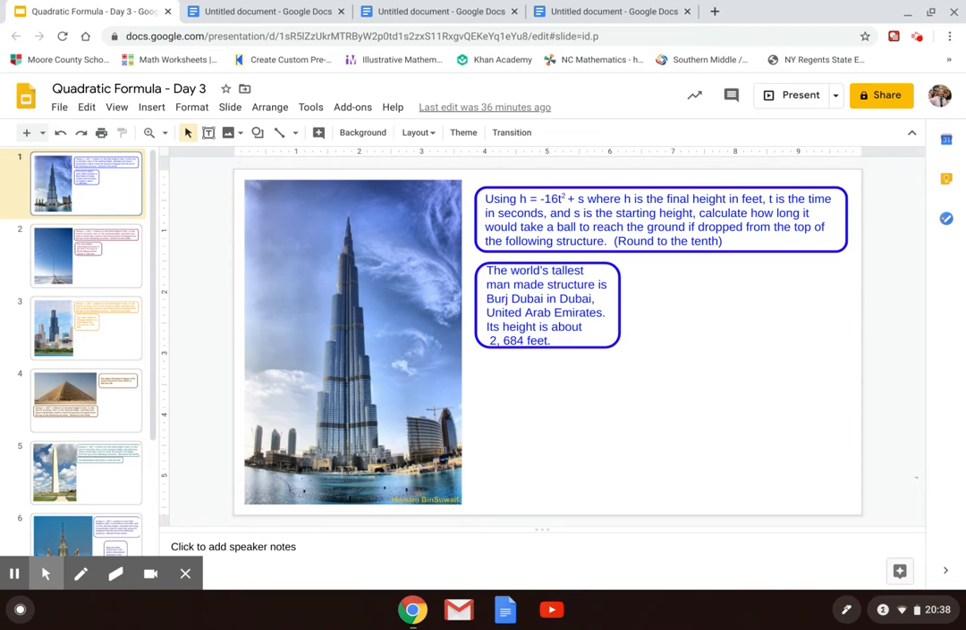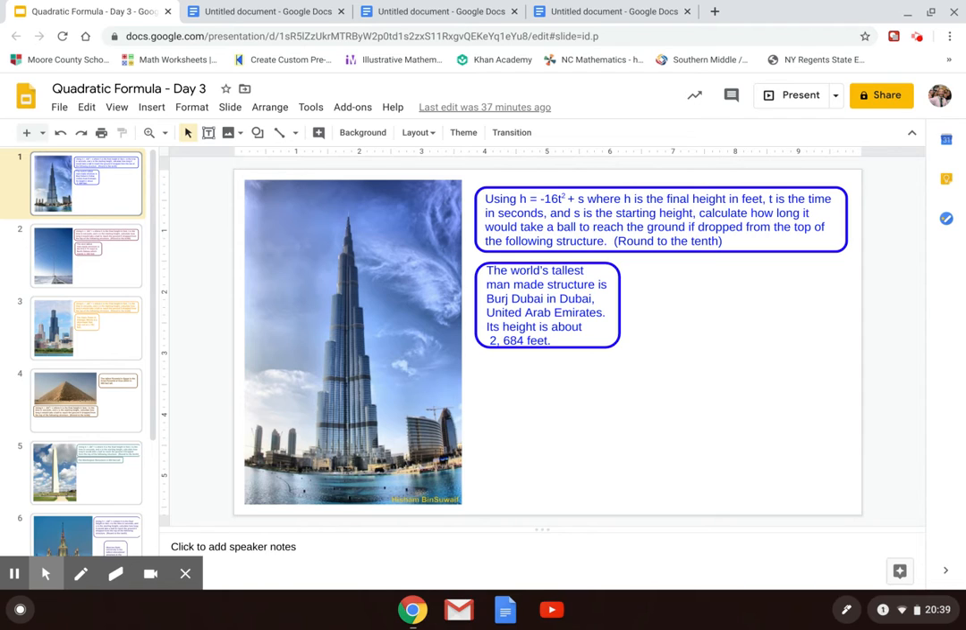So let's start with this first one, which says using h equals negative 16t squared plus s, where h is the final height in feet, t is the time in seconds, and s is the starting height. Calculate how long it would take a ball to reach the ground if dropped from the top of the following structure. And we're going to round our answers to the tenth. So the world's tallest man-made structure is Burj Dubai in Dubai, United Arab Emirates, and its height is about 2,684 feet.